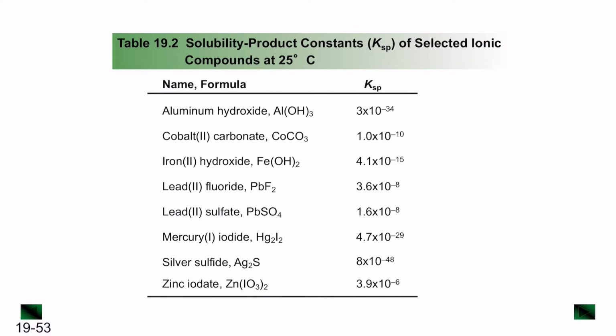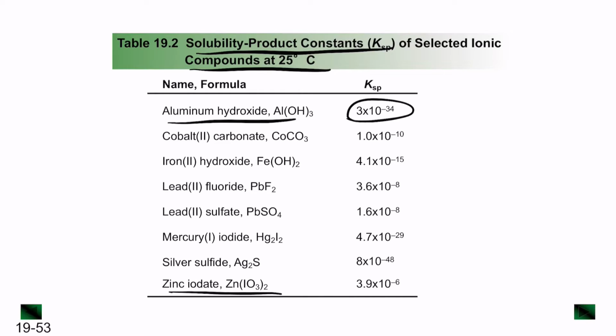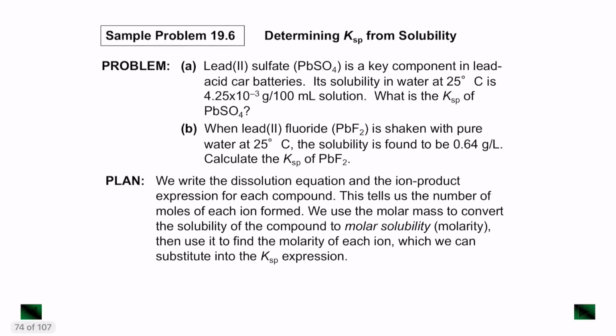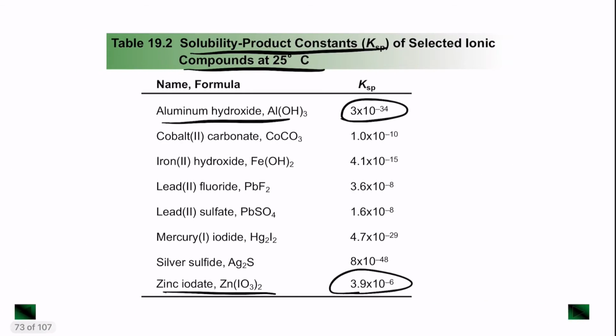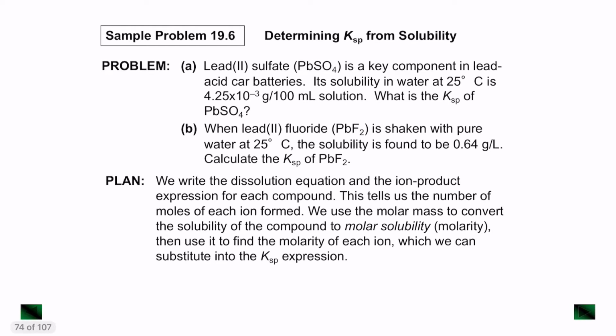So these are the solubility product constants for selected ionic compounds at 25 degrees centigrade. You start noticing aluminum hydroxide, which has a really small value, to zinc iodate, which has a really high value. So depending on the salt, the Ksp can be found separately. Now, let's try and solve a problem.